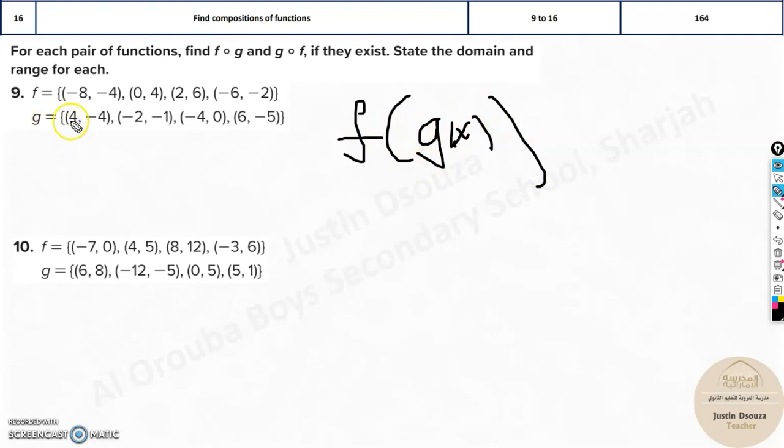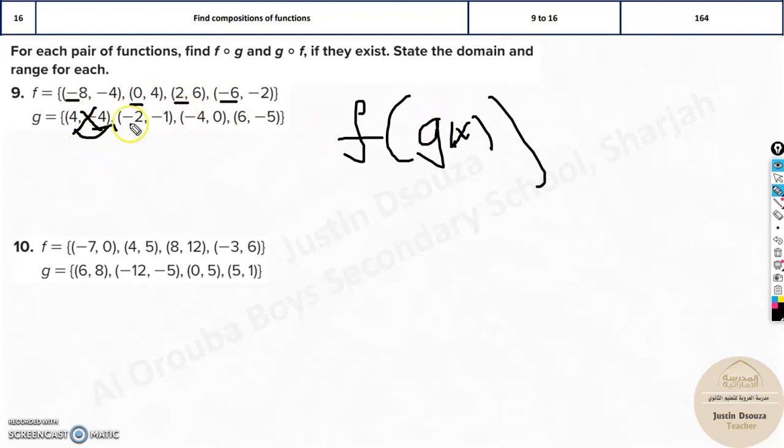So first, let us see the x value of g. It is 4. What is the answer for 4? Okay, now check whether the x values over here have minus 4. So you can just write like this. I'm not making the table, I'm trying to do it directly. So g of x, right? G of 4 is minus 4. Now we should see whether f function has x value of minus 4. No. So this does not exist.